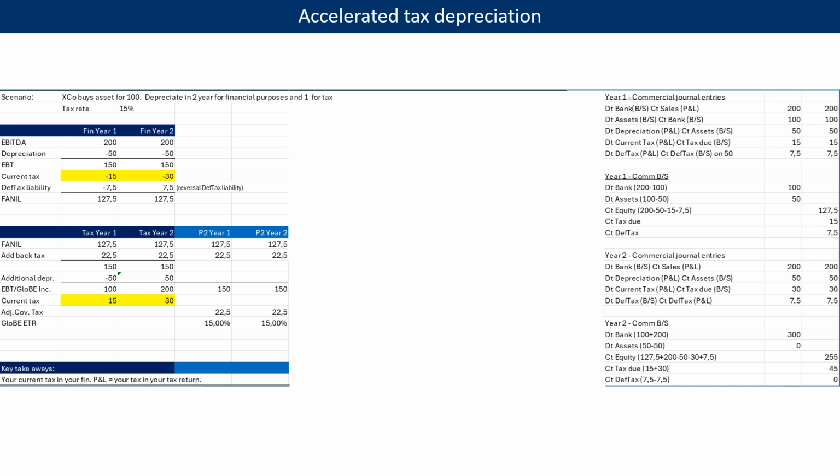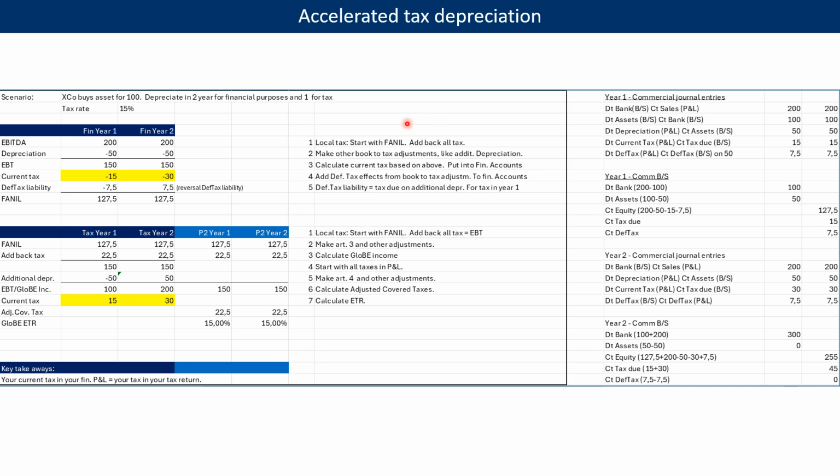And just to wrap it up, in our tax accounts, we start with a final, we add back the tax, so we come to the EBT, we make other book-to-tax adjustments, then we calculate the current tax on the above, we put that into the financial accounts, and we add all the deferred tax effects from the book-to-tax adjustments to the financial accounts, and then we get to our deferred tax liability.